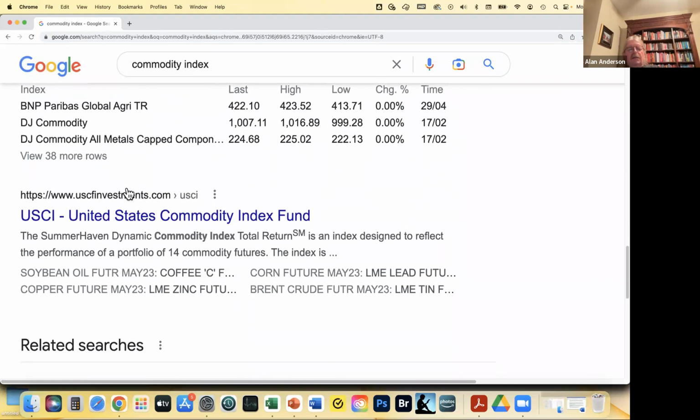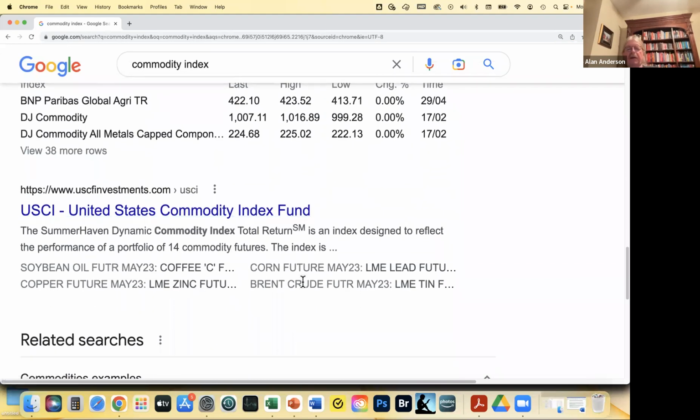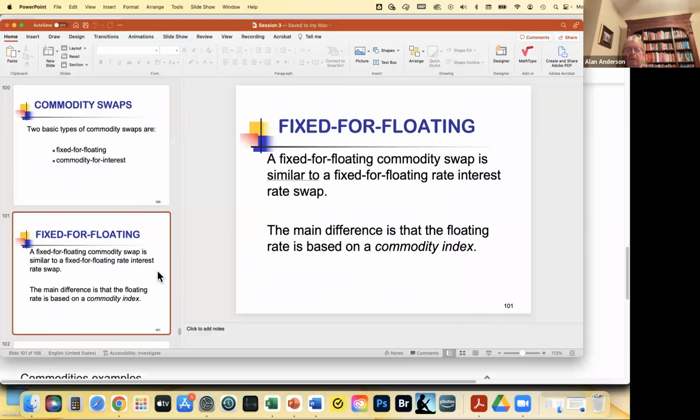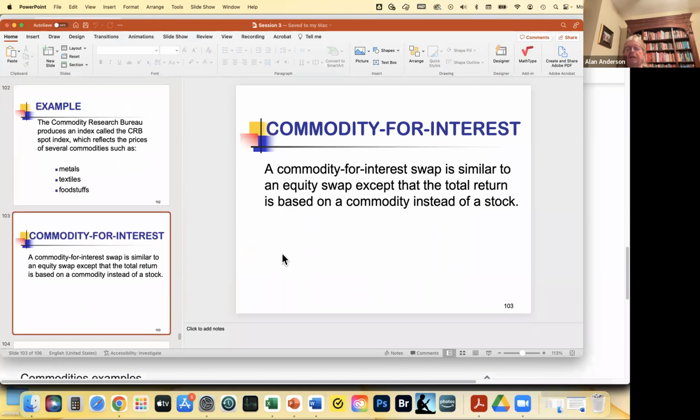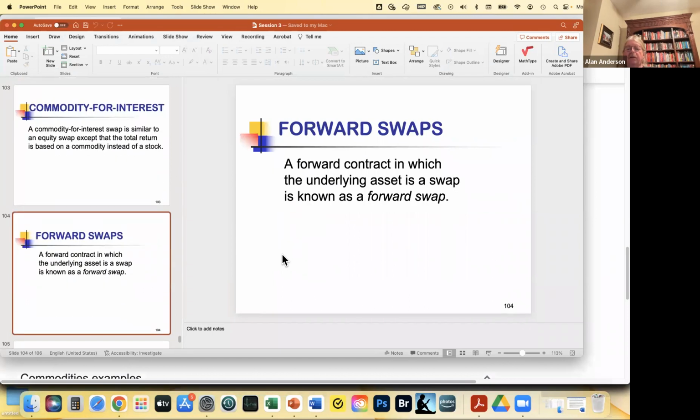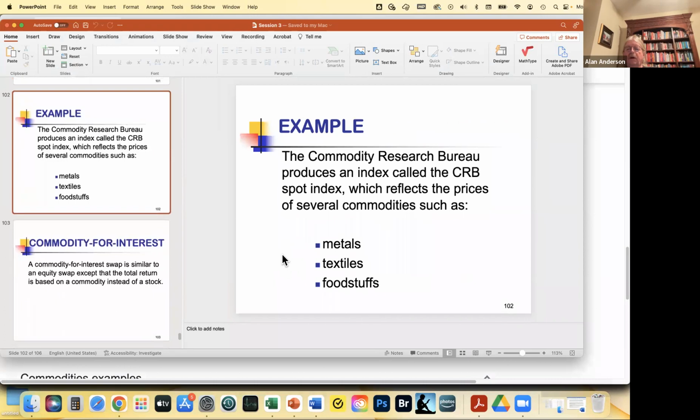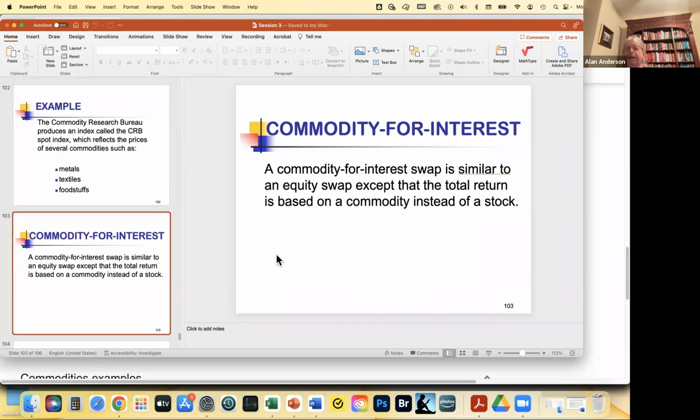Those are all going to be based on commodities like corn and crude oil and copper and soybeans, that type of thing. The Commodity Research Bureau produces an index called the CRB Spot Index, which reflects the prices of commodities like metals, textiles, foodstuffs, etc. So we can trade the returns for a floating rate of interest. And actually, in principle, we could trade it for anything we want, but it's often the case we're going to trade it for a floating rate of interest.